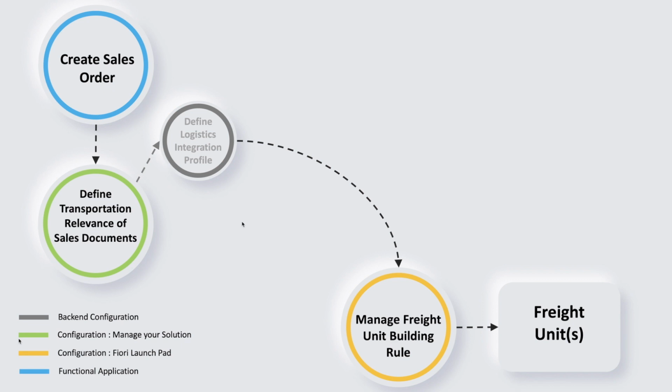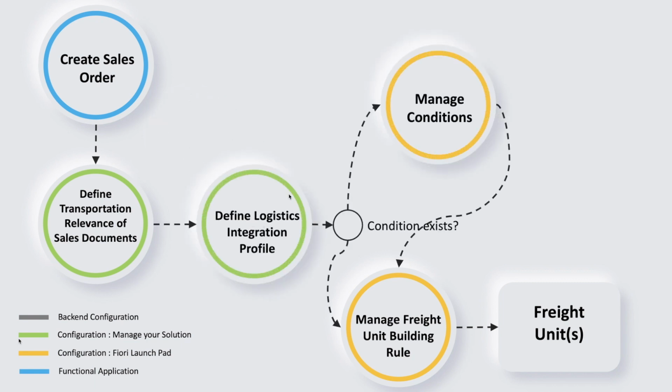What has now changed with the 21.11 release is that the logistics integration profile has been made visible to customers. And this, of course, now also opens a world of possibilities in that you are no longer restricted to only being able to leverage one freight unit building rule, hence one integration profile. Indeed, customers can now create multiple logistics integration profiles, number one, and a logistics integration profile is also going to offer you the ability to leverage what's called a condition, i.e. a conditional determination of what freight unit building rule to use when you are going to be building the freight units of your sales order.